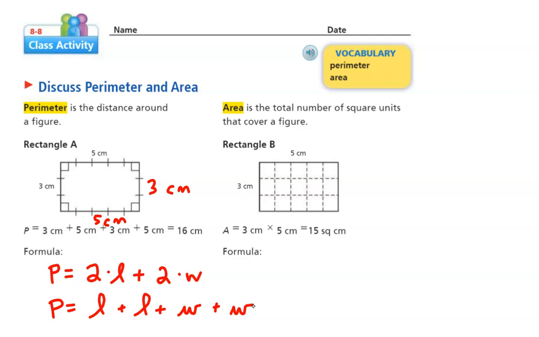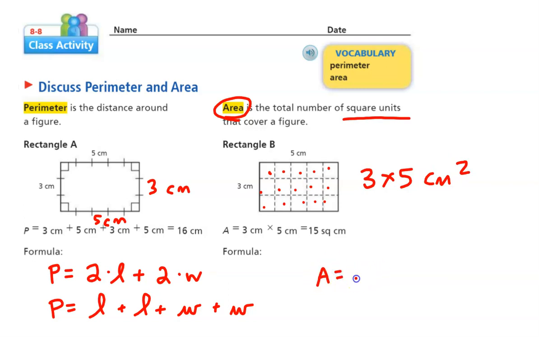For rectangle B, it's telling you the exact same thing, except this time it wants to know the area. And area is asking you about the square units that cover a figure. Think about it like a carpet, an area rug or a carpet in your parents' house, that's going to be all the squares that take up space on the inside, okay? The way we solve that is there are 3 groups of 5 centimeters, and 3 groups of 5 is multiplication. So 3 times 5 equals 15, and those are square centimeters, so you'd write it like that. Your formula there is that area equals your length times your width.